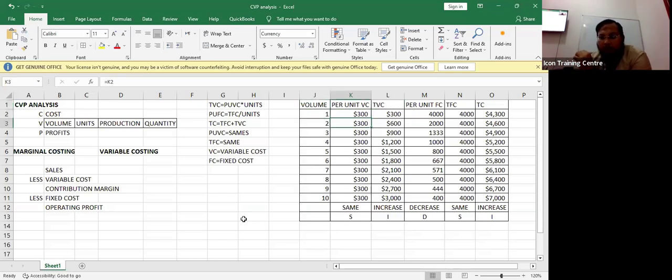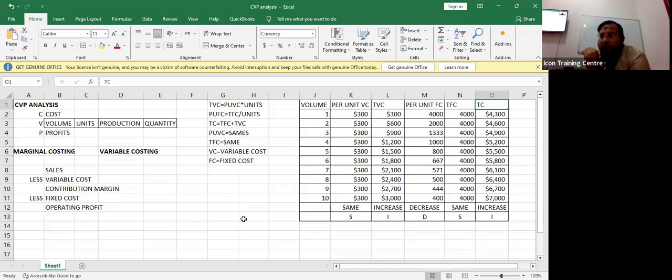So per unit variable cost always remains same. If you produce 1 unit, it will be same. If you produce 2 units, for every single unit, it will be same. But when we talk about total variable cost, it will increase with the increase in units. Then we have total fixed cost. Let's suppose in this scenario, the total fixed cost is $4,000. So whatever units you produce, it remains $4,000. But per unit fixed cost decreases with the production. If you produce nothing, still you have to pay 4,000. But it's better to produce more units because per unit fixed cost will be lower.